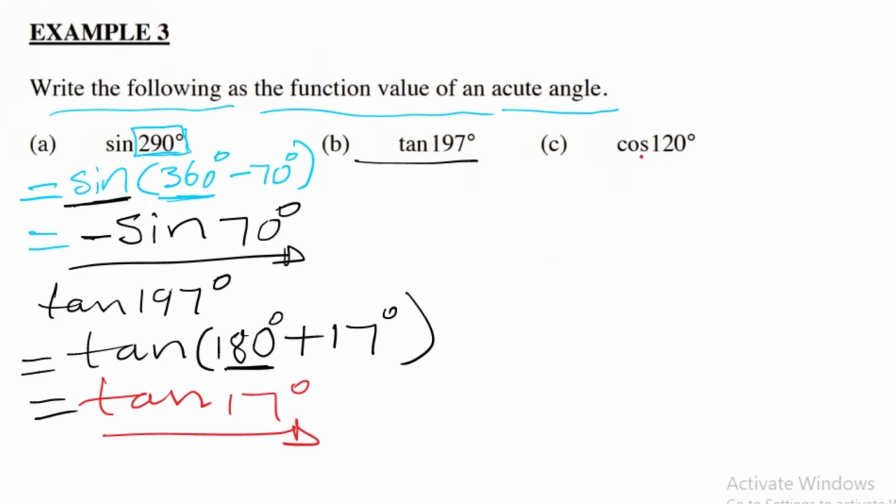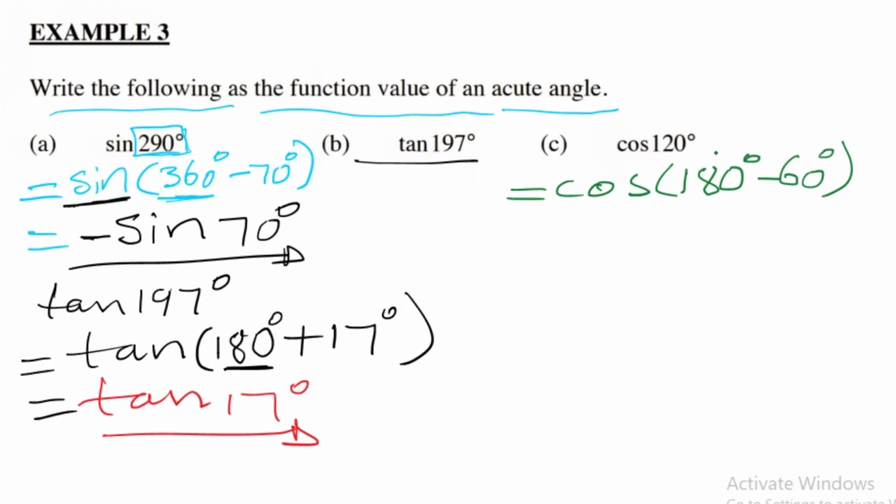The last one, we are having cos 120 degrees. So we will write cos, then we open the brackets. 120 degrees, we need to write it in a way that we can recognize it. So that we can easily change to 180 degrees minus 60 degrees. Because when we say 180 degrees minus 60 degrees, that will give us 120. Right.